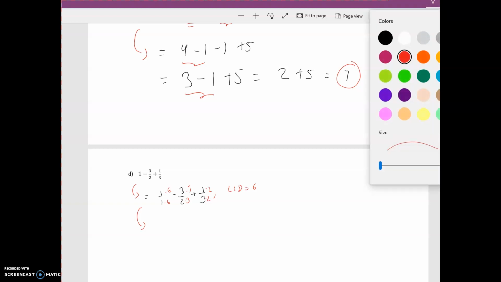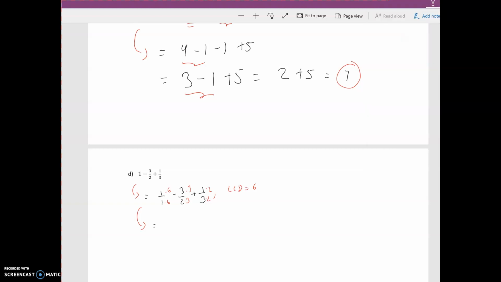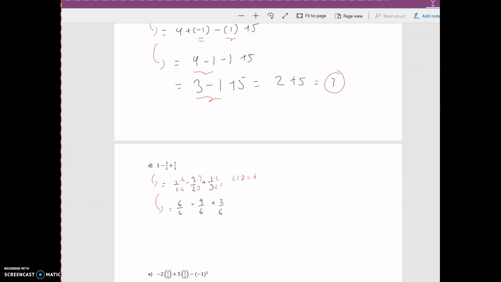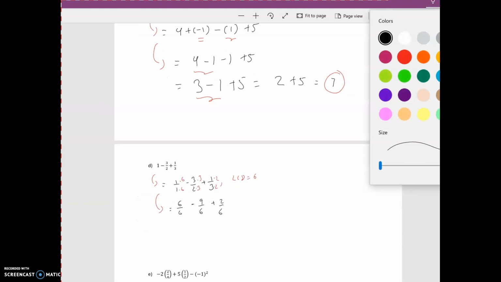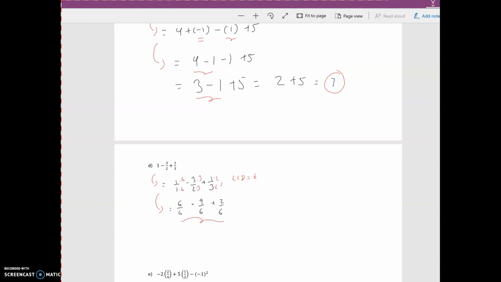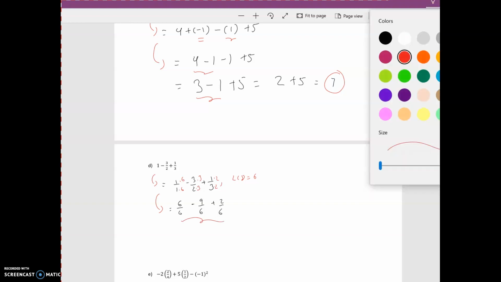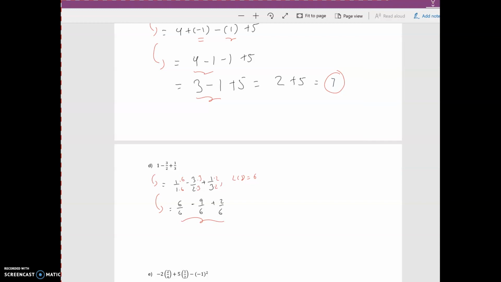So you're going to be rewriting the first one as 6 over 6 minus 9 6s plus 2 6s. And since we combine all of these under one fraction, notice that everyone is under 6. I'm just going to be combining those three fractions as one. So this is equivalent to 6 minus 9 plus 2 over the values of 6.